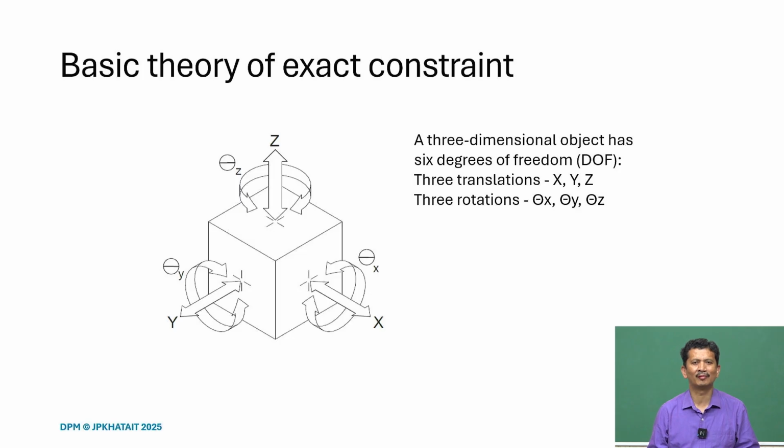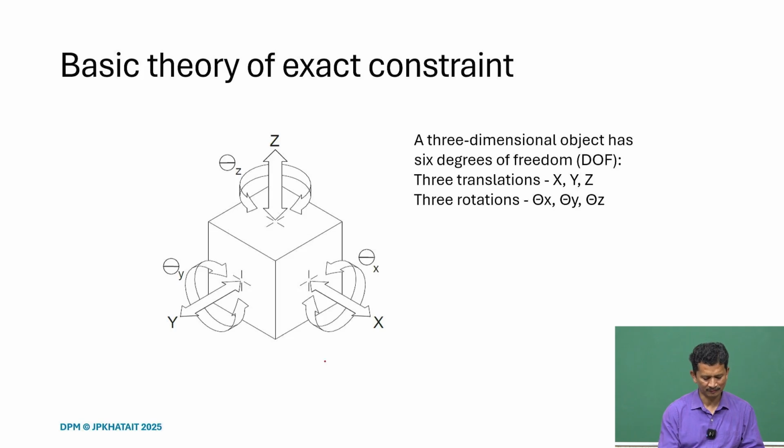Hello everyone, welcome back. So, we are talking about design rule number 3, where we are talking about exact constraint design. What we are trying to say is: never over constrain, do not start the fight, just concentrate on exact constraint design and we will have a very good design. So, first we will try to understand what is exact constraint.